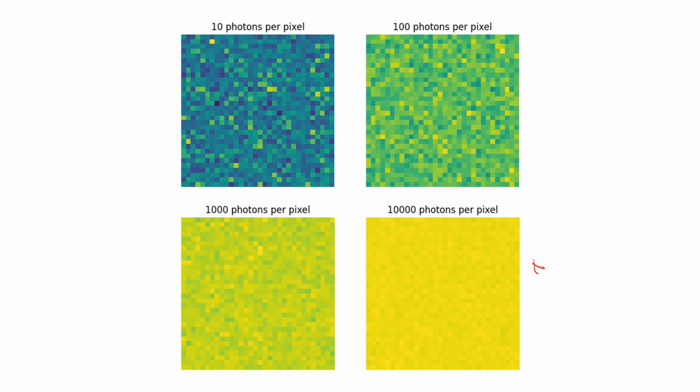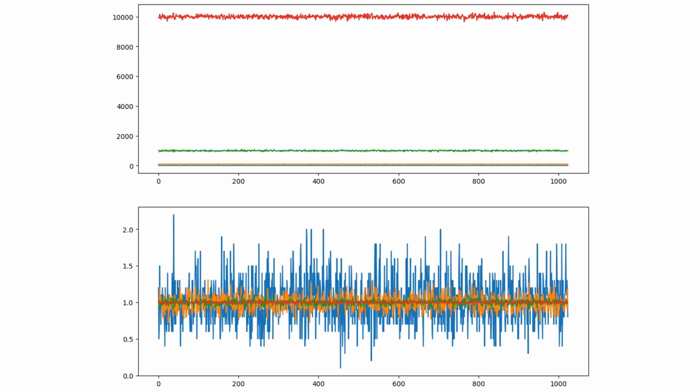We can understand the structure of those fluctuations by looking at the signal values themselves. So here we've rasterized those squares that I just showed you, and at the upper curve, we're showing the signal levels at 10, 100, 1,000, and 10,000 photons.